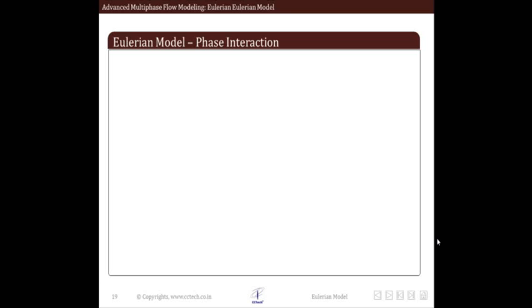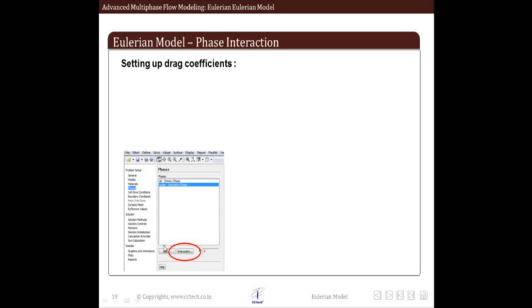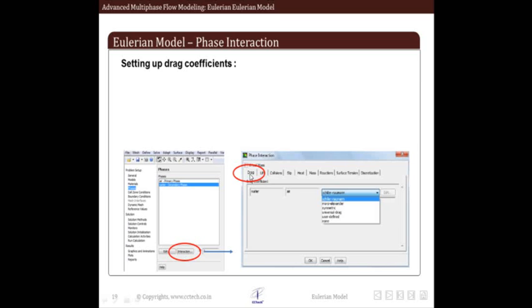Let us now discuss different settings and options available in the phase interaction panel. We will first discuss the input of drag coefficients. To define the phenomenon of drag between interacting phases, we have to set up drag coefficients. For this, we go to phases and then within the phases list at the bottom we click on interaction. Then the phase interaction panel pops up. The first tab in that is drag. We click on drag. It shows the two phases that we have defined, that is water and air. If more phases are present, we have to define interaction between pairs of such phases. So always we have to define interaction between pairs of phases.